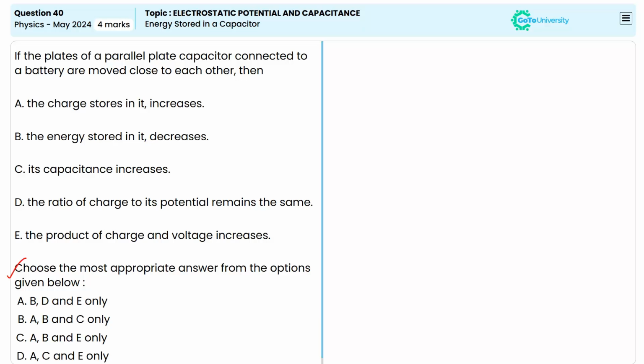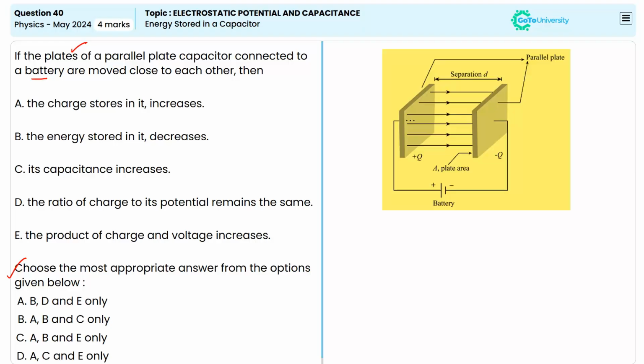Choose the correct answer when a parallel plate capacitor is connected with a battery and the plates are moving close to each other. It's known that the capacitance of a parallel plate capacitor can be calculated using the formula C is equal to epsilon naught A divided by d, where d is representing the distance between the two plates, A is representing the area, whereas epsilon naught is representing the permittivity of free space constant.